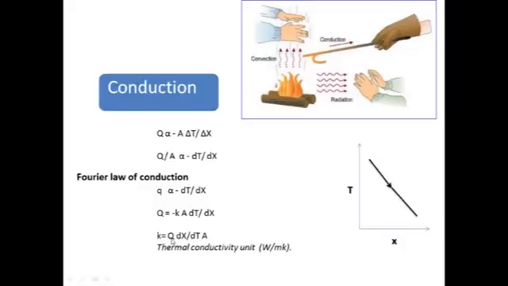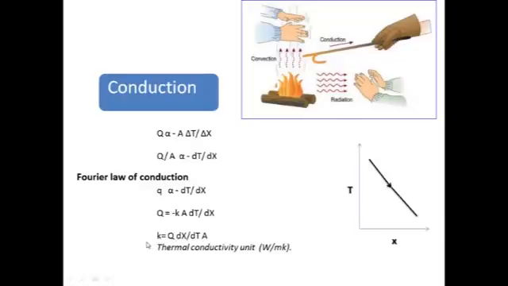The unit of thermal conductivity is watts per meter Kelvin. Q is in watts, dx is in meters, dT temperature difference is in Kelvin or degree centigrade, area is meter square. So it comes down to watt per meter Kelvin. This thermal conductivity K is a material property.